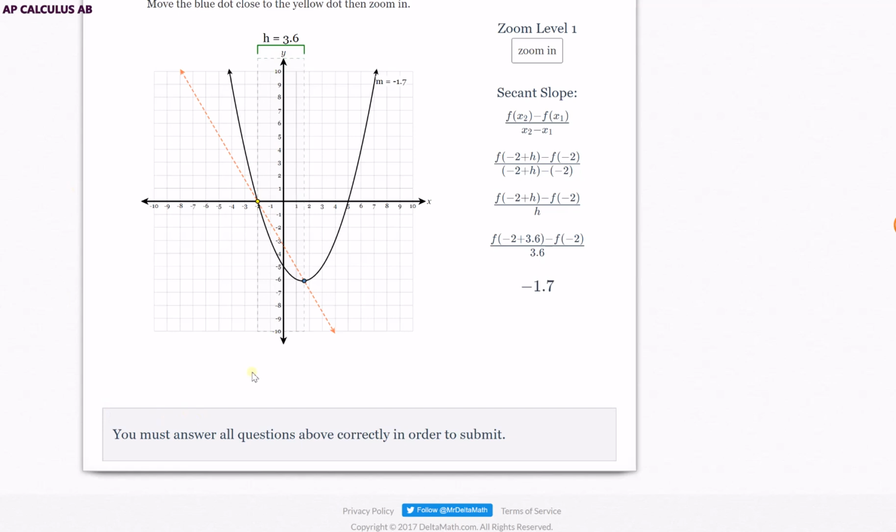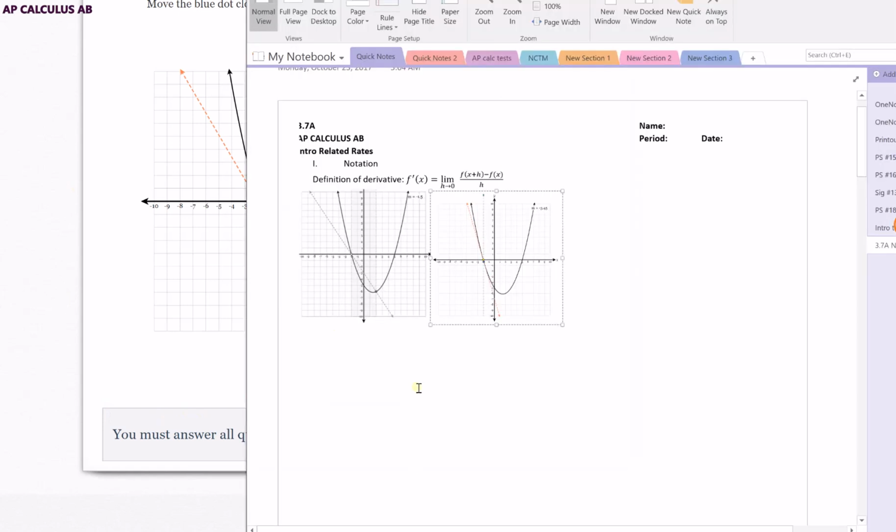If you remember way back when, we started with this definition of a derivative, which is in your notes here. It's f prime of x equals the limit as h goes to 0 of f of x plus h minus f of x all over h.